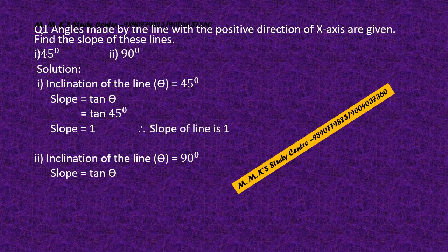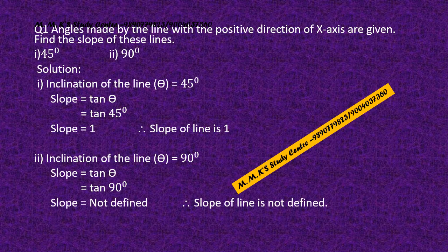For solving this kind of question, I would like to tell you, children, just learn all the values of tan. So tan 30 is 1 by root 3, tan 45 is nothing but 1, tan 60 is root 3, and tan 90 is not defined. Okay, children?